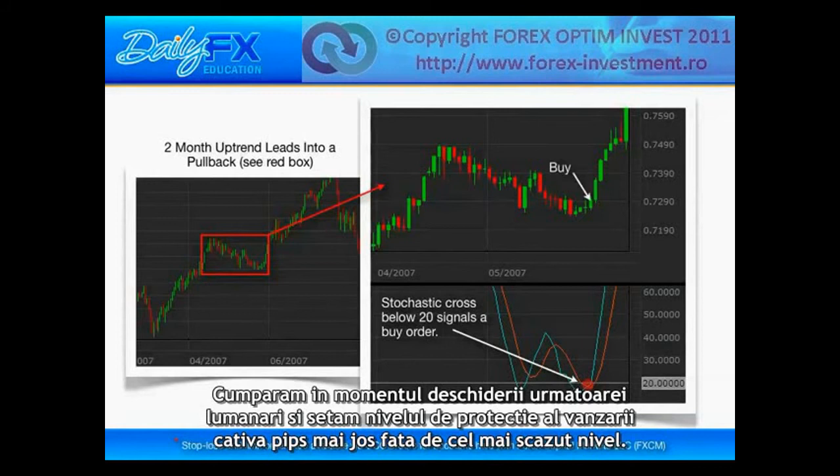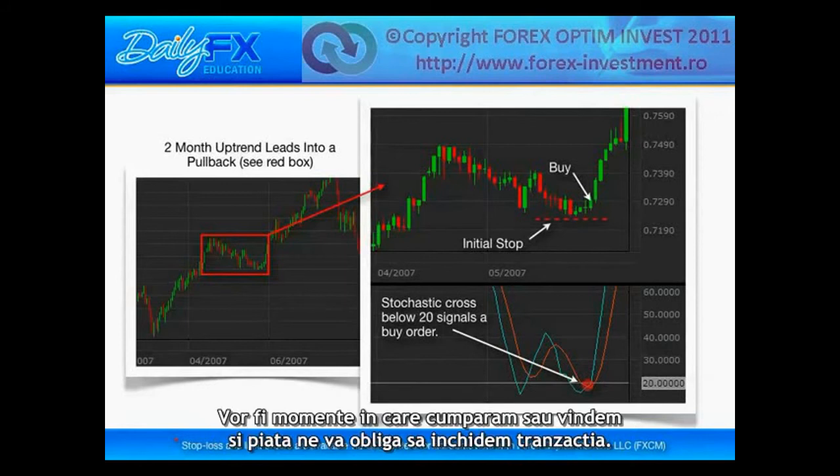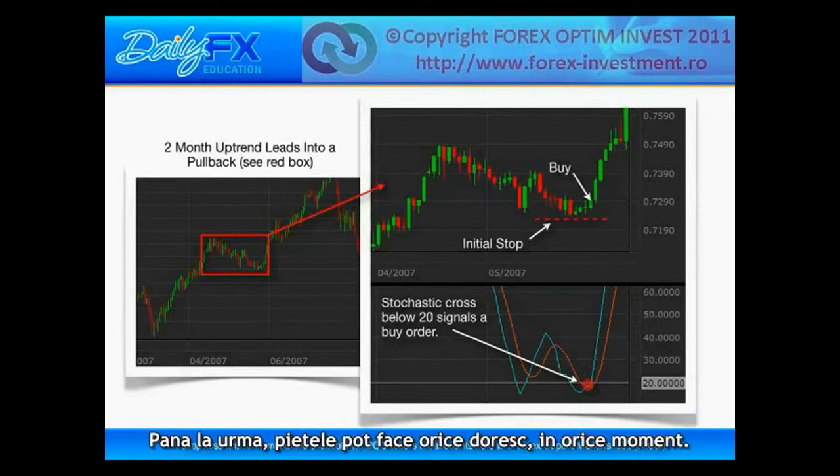We then buy at the open of the next candle and place our protective sell stop a few pips lower than the low. There will be times when we buy or sell, and the market will move to stop us out of the trade. After all, markets can do what they want, when they want.